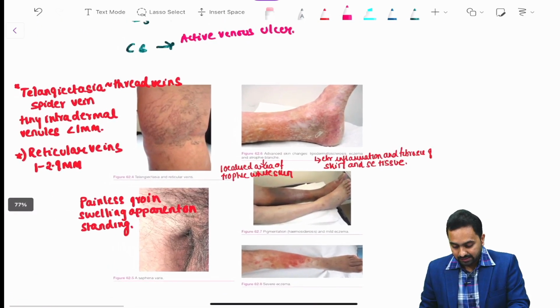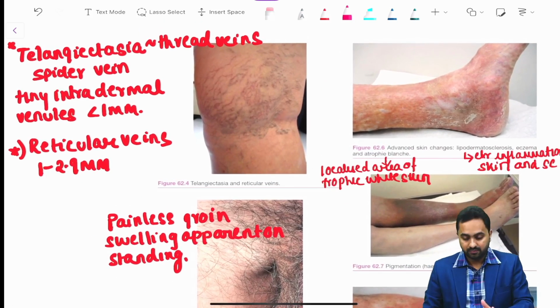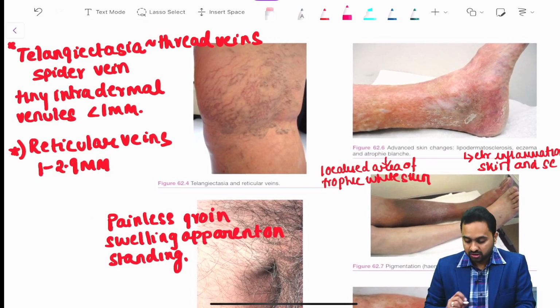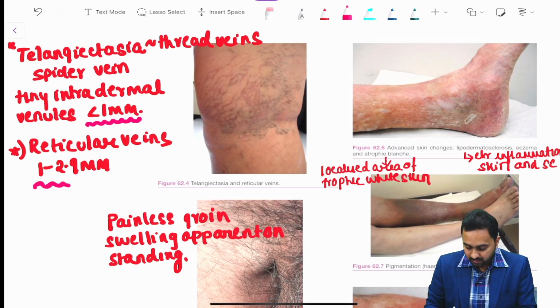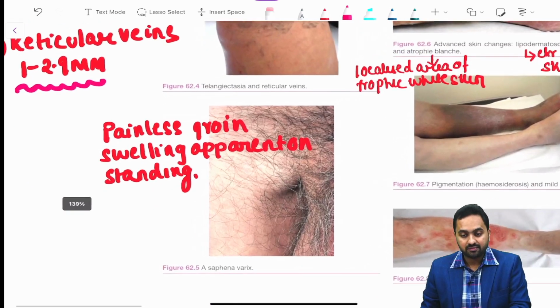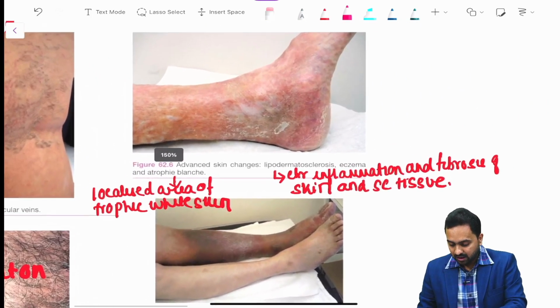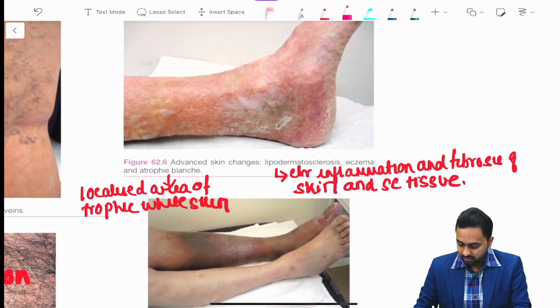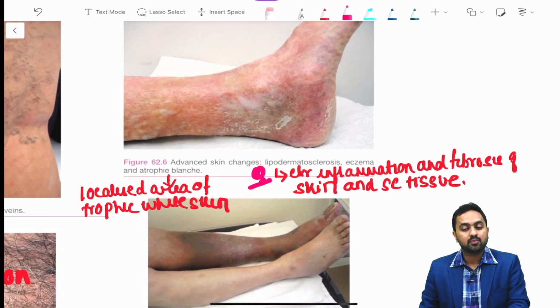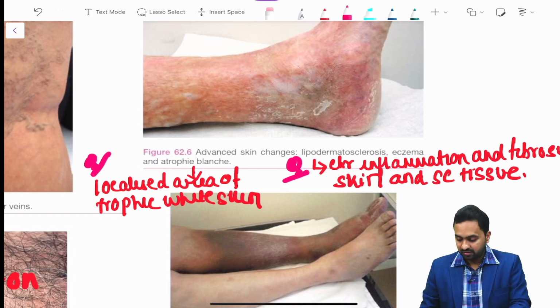Now let us look at the images. So this first image is your telangiectasia and reticular vein. So telangiectasia are your veins less than 1 mm in size, and your reticular veins are your veins which measure 1 to 2.9 mm. Right. Then you have your saphenous varix, which is your painless groin swelling which is apparent on standing. Then we have your lipodermatosclerosis changes, which is your chronic inflammation and fibrosis of your skin and the subcutaneous tissue, and your atrophie blanche, which is your localized area of atrophic white skin.